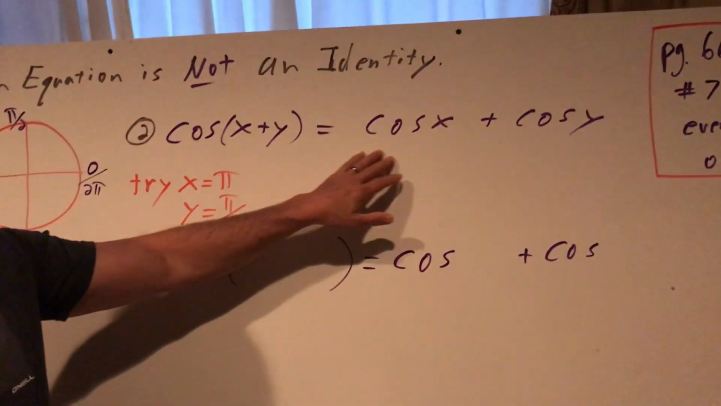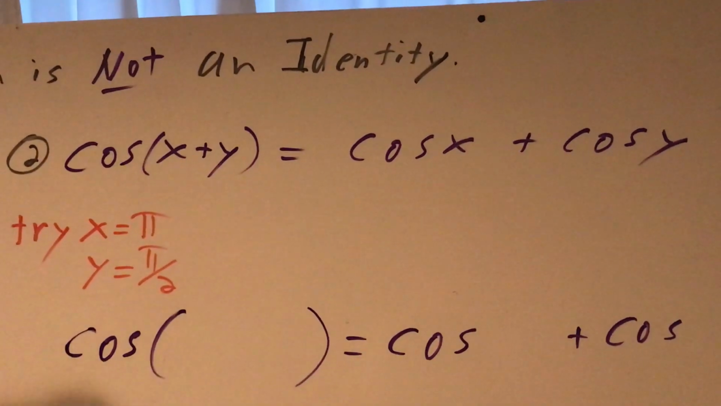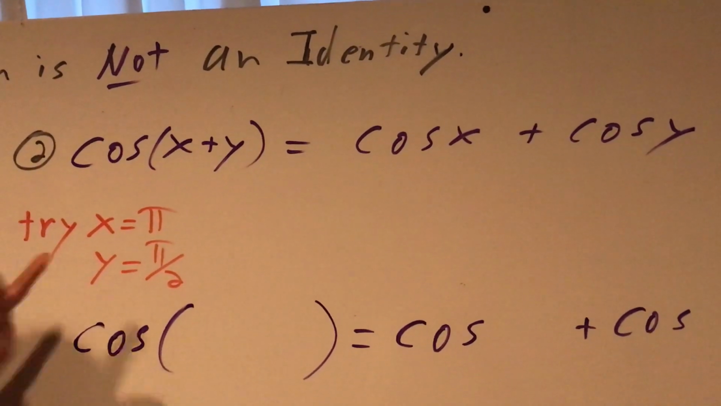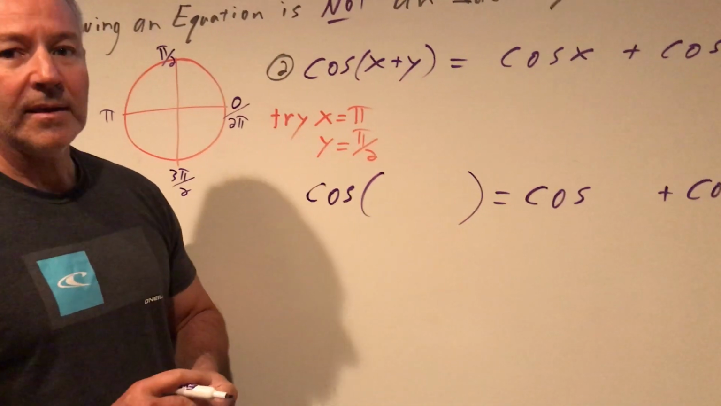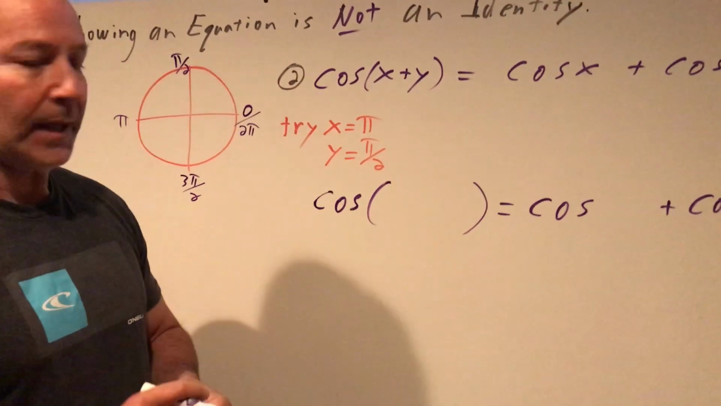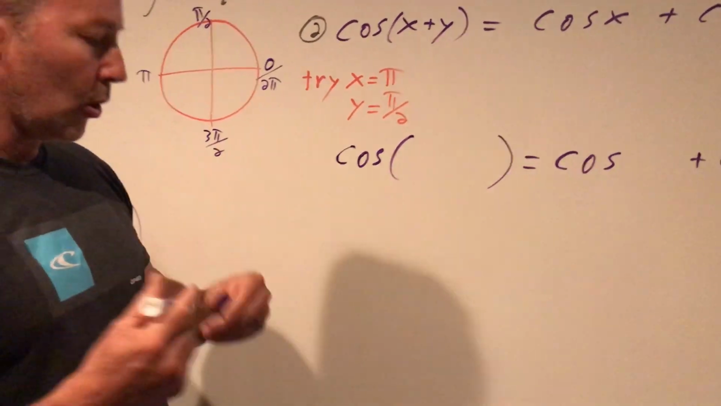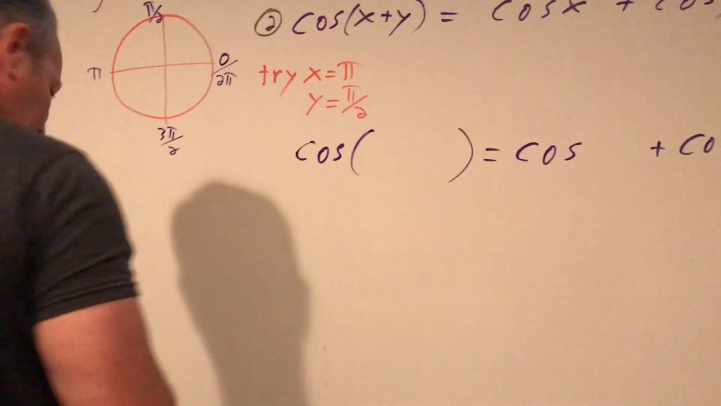Cosine of x plus y equals cosine of x plus cosine of y. I have 2 different angles, so I chose different ones. For x I chose pi, for y I chose pi over 2. And I'm just making these up. I'm picking any angles. There's not a reason that I know or anything I'm doing for that. Let's plug those in here.